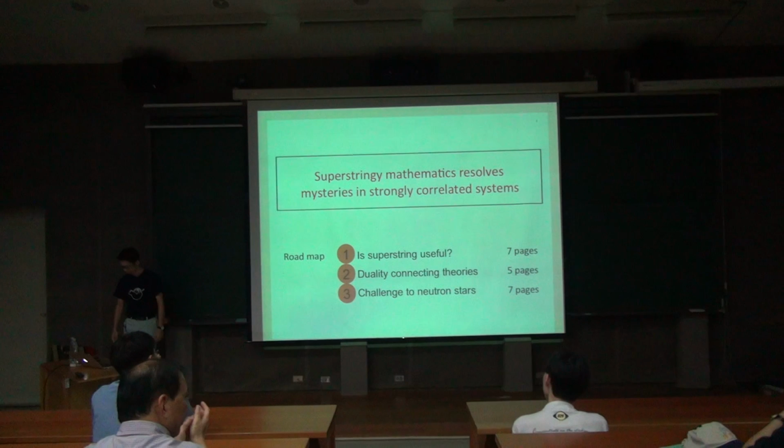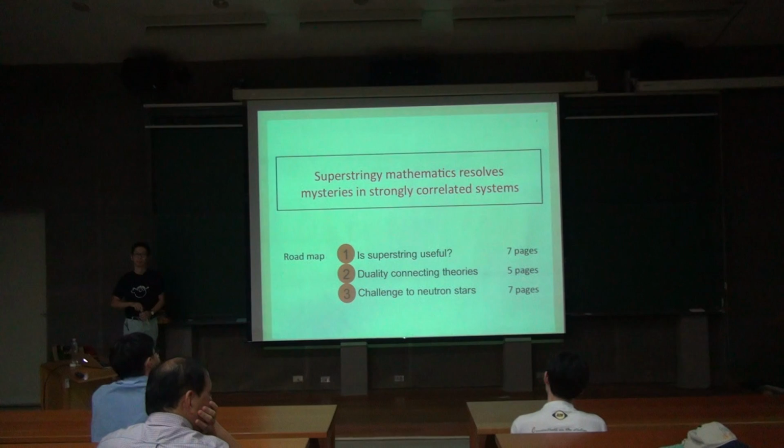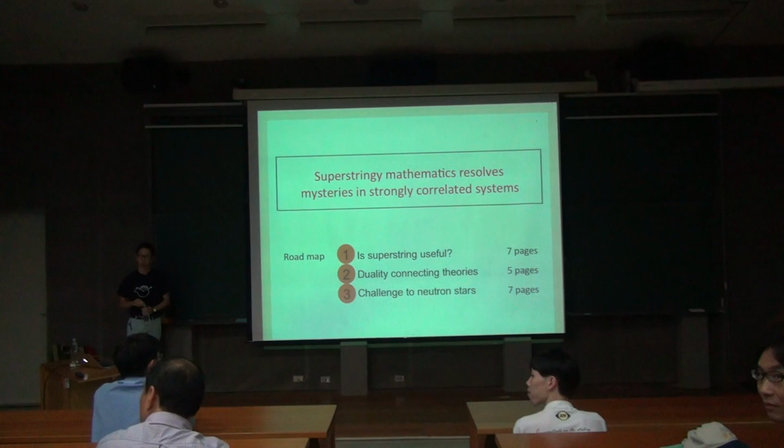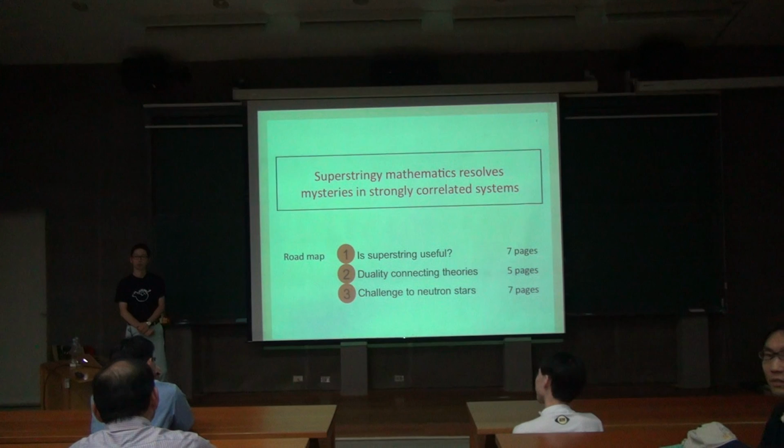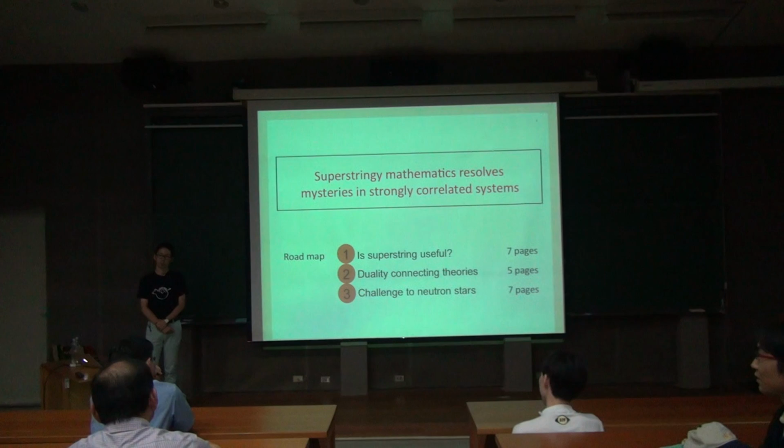So, any questions? When you say mapping theory A to theory B, are you saying that you can find a nonlinear transformation of variables from theory A to theory B, or more than that? More than this notion?